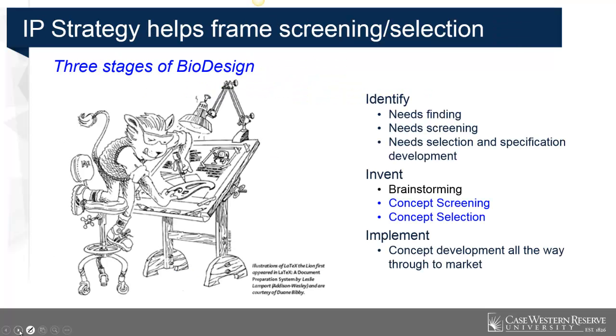Once again, we have the 3 stages of biodesign: identify, invent, implement. Hopefully you've got that memorized by now. Essentially, we're still in the invent stage, where we want to provide some uniqueness and assign uniqueness through intellectual property to our concepts.